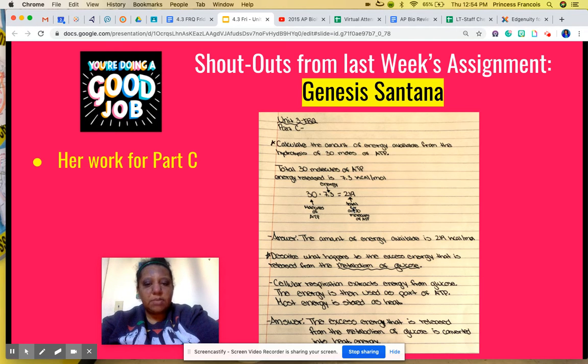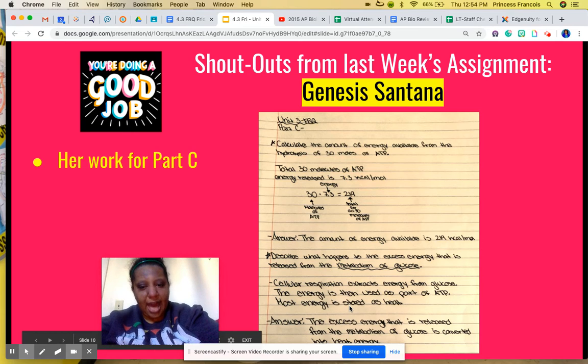Now, in terms of what happens to the excess energy that is released from the metabolism of glucose, here is an example of how she explains her answer. So as a result, cellular respiration extracts energy from glucose, and the energy is then used as part of ATP. So as a result, most of the energy is going to be used as heat that's then going to end up being released.